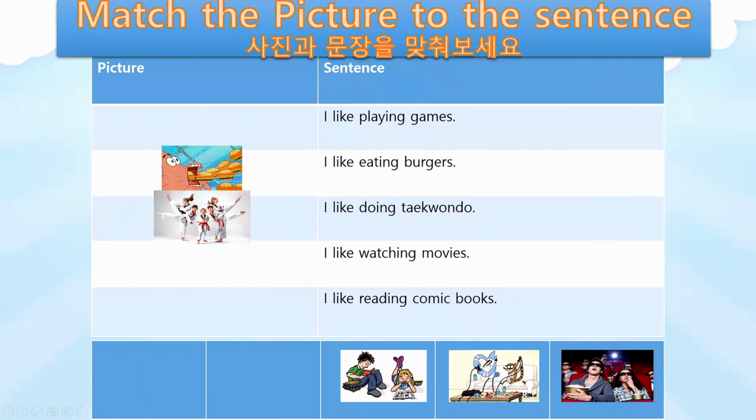So, they're reading something. So, reading. I think these are comic books. Okay, let's see. So, how do you make the sentence? I like reading comic books. Okay, let's see. I like playing games. No, not correct. Let's go this one. I like watching movies.